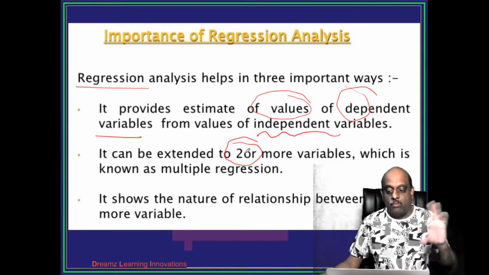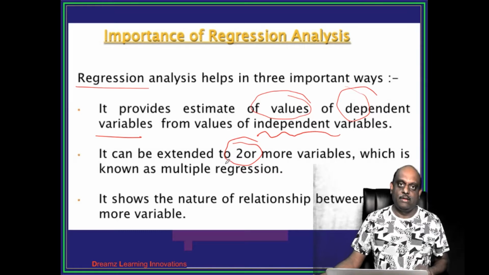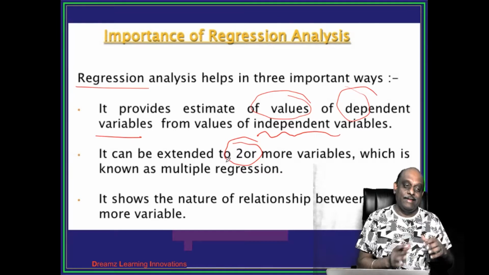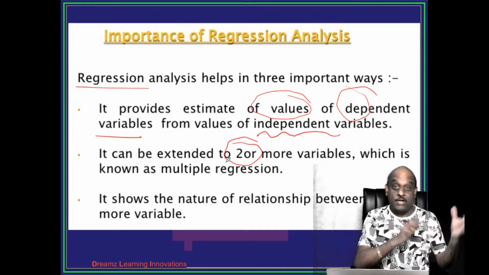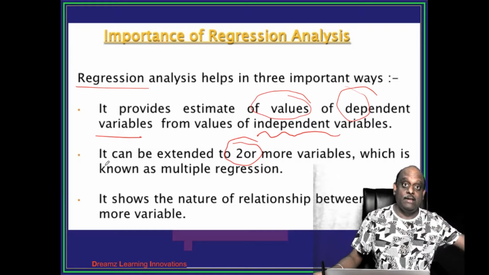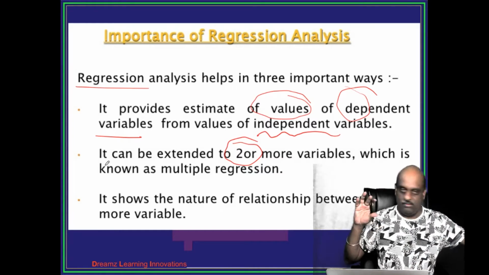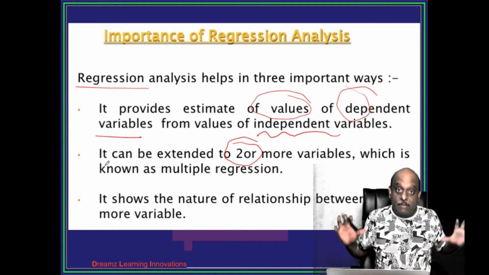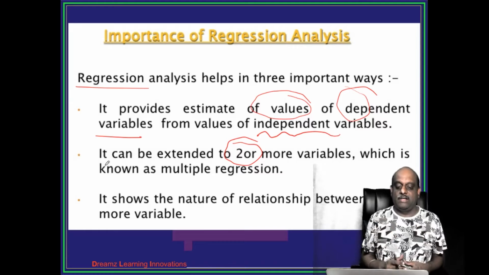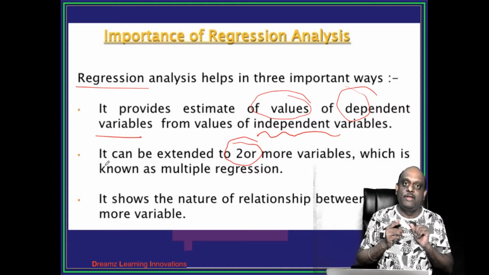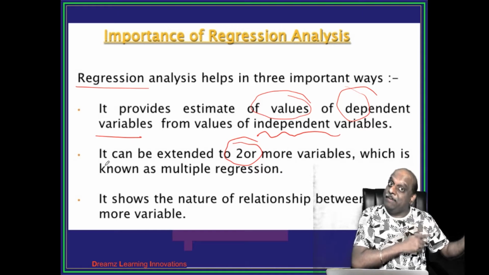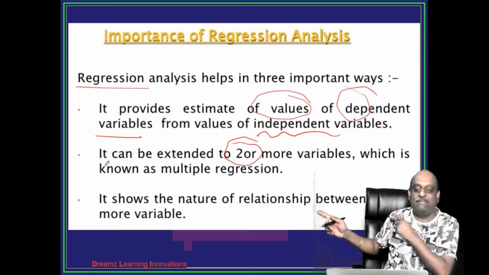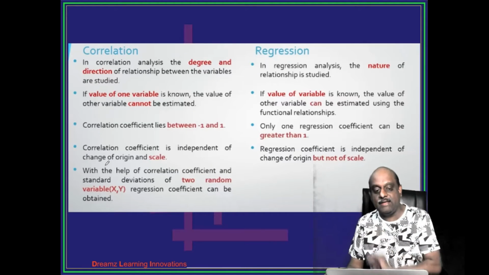It can be extended to two or more variables. There may be a rash driver, rash drunken driver, rash psychotic drivers, rash depressed drivers. So multiple variables, not only rash driving, being depressed, being alcoholic, being fatigued, did extra night duties, multiple variables you want to study, then that is called multiple regression. But ultimately, what is the ultimate goal? You are trying to calculate the outcome, that is the dependent variable, from the values of the independent variables, the etiological factors. That is regression analysis.